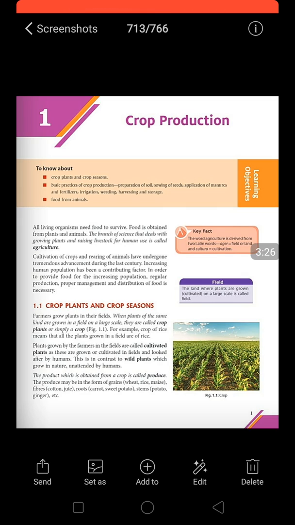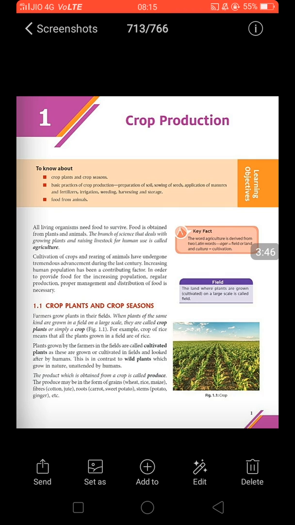Next is crop plants and crop seasons. So what is a crop plant? Farmers grow plants in their field. When plants of the same kind are grown in a field on a large scale, they are called crop plants, or simply a crop, meaning same category. The plants belonging to the same category are grown on a large scale in a field.